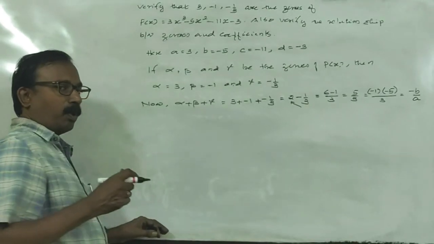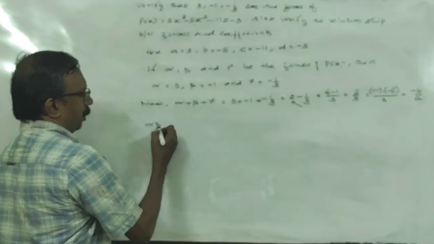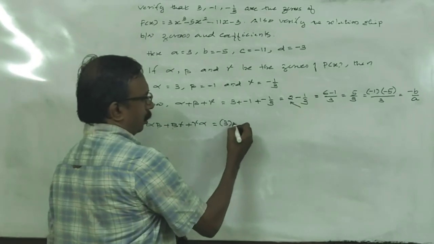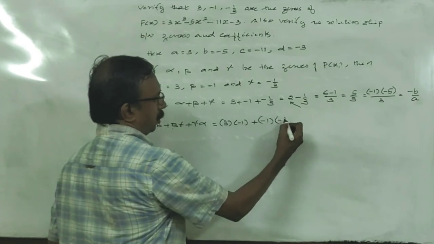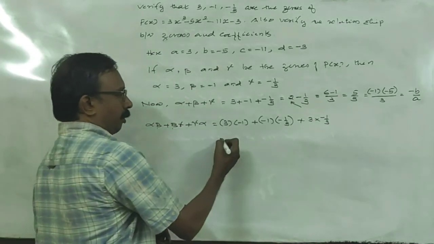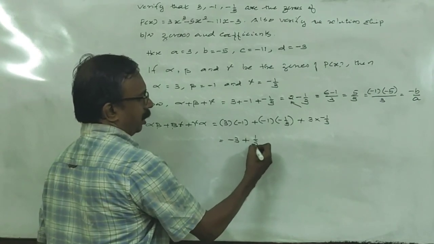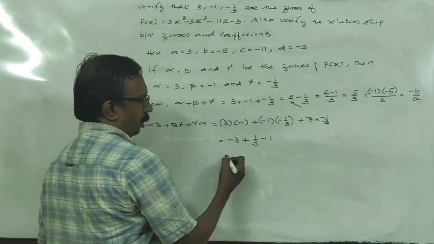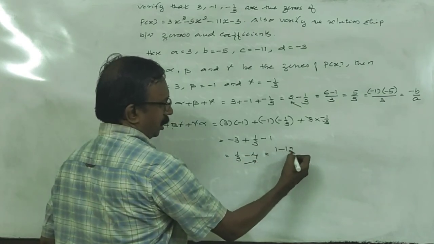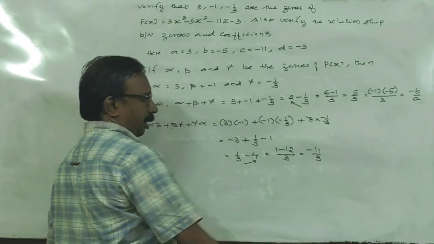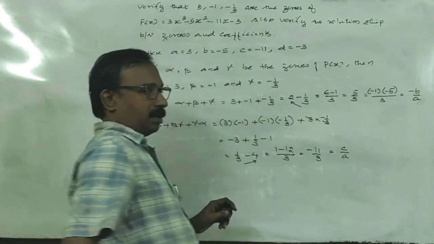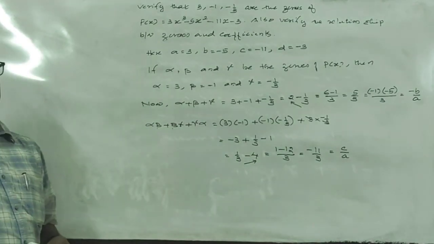Now sum of the product of zeros taken two at a time is alpha beta plus beta gamma plus gamma alpha, is equal to 3 into minus 1 plus minus 1 into minus 1 by 3 plus 3 into minus 1 by 3. So minus 3, minus into minus plus 1 by 3. Here 3 and 3 will cancel, minus 1. 1 by 3, minus 3 minus 1, minus 4. Now cross multiplying we have 1 minus 12 divided by 3, minus 11 by 3. Minus 11 is c, 3 is a, so it becomes c by a. Sum of the product of zeros taken two at a time is c by a.